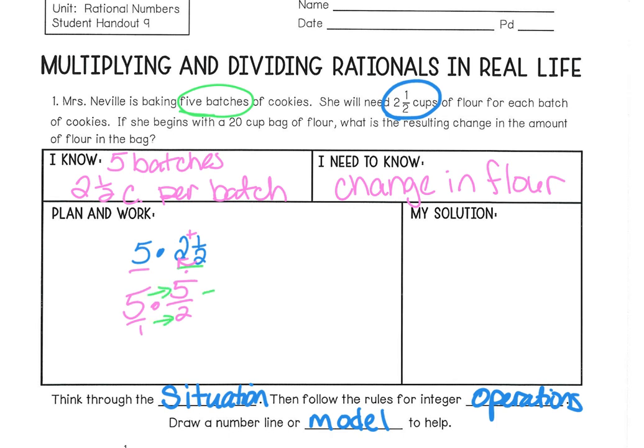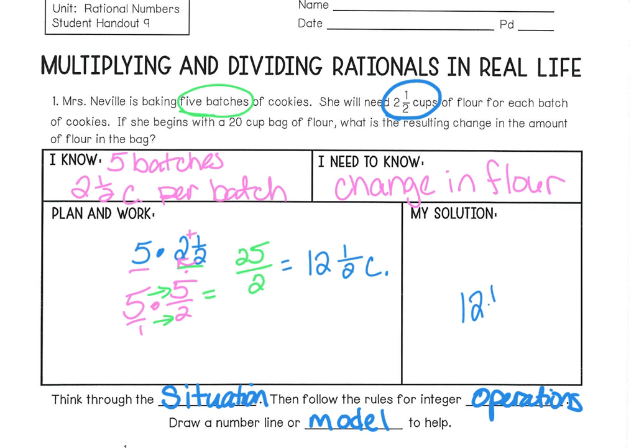Can use a calculator. So 5 times 5 is 25. 1 times 2 is 2. Okay. We're going to change this back to a mixed number. So 2 goes into 25. Well, that's not an even amount. It does go into 24 12 times with 1 left over. Okay. So here's the thing.